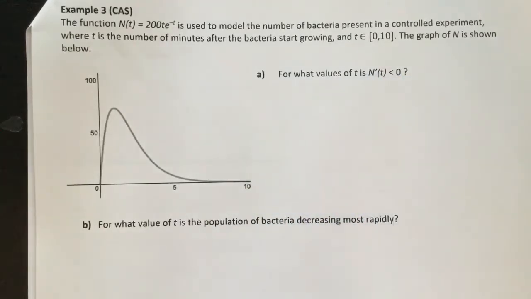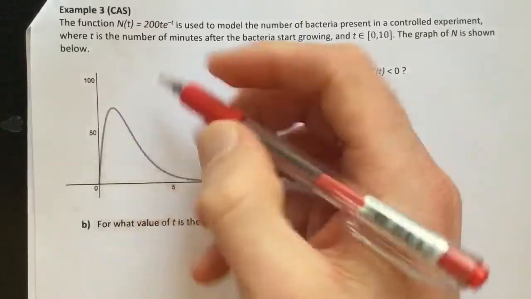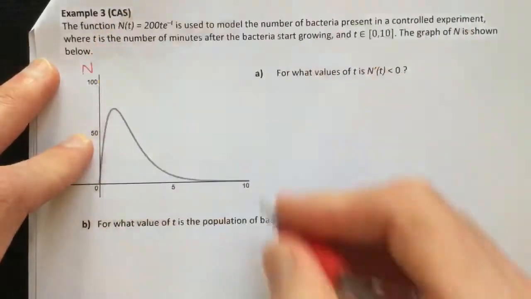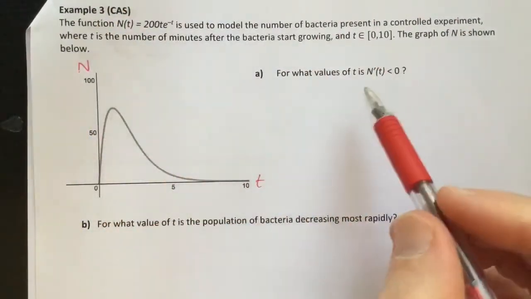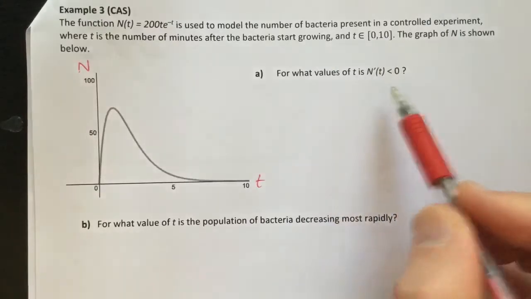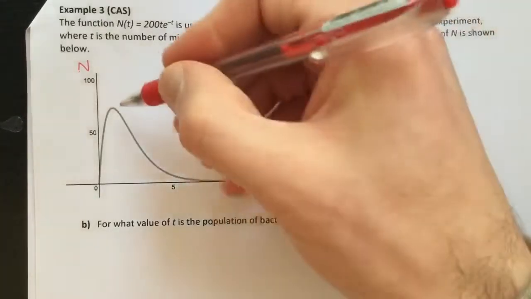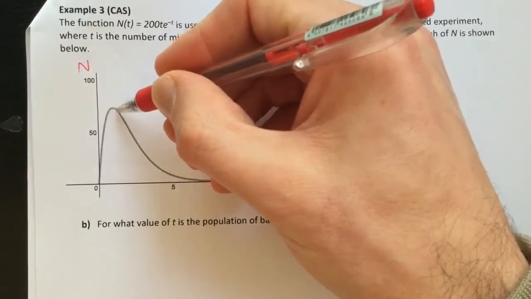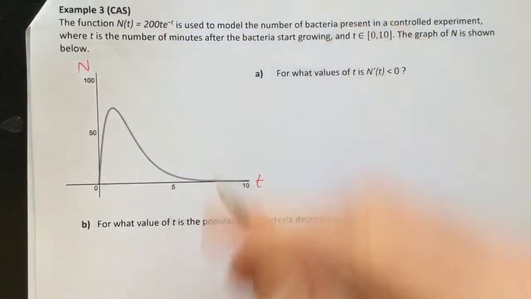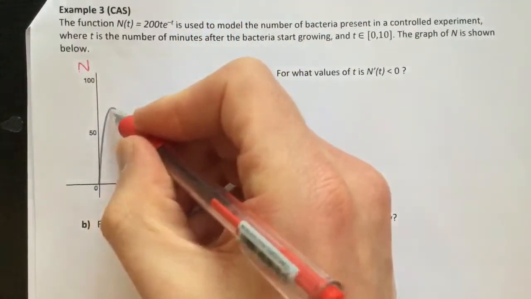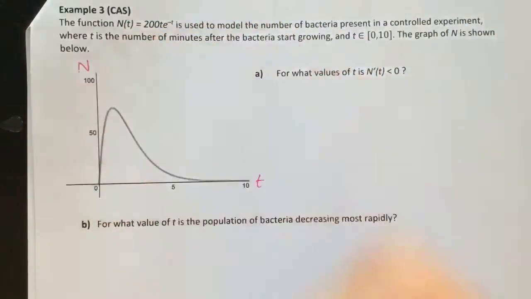Now what this just means is, for what values on this graph here, this is our function N of t, is the gradient N dash of t less than 0? So in other words, where do we have negative gradient? And you can kind of see it, right? It's just going to be everything to the right of this turning point, because the graph's just going down and down and down after that. So what we need to work out is, where is this turning point? And we can use our calculator to do that.